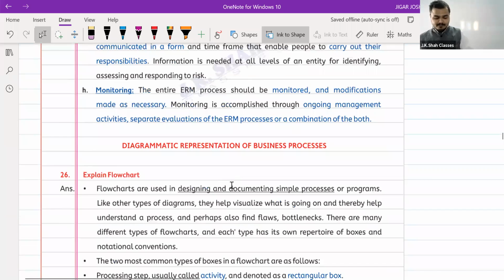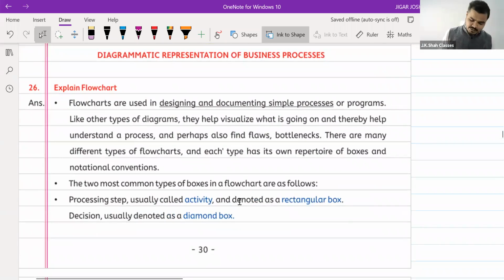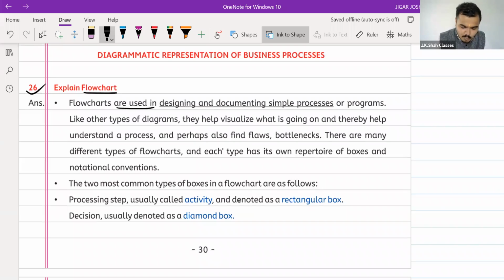Yes, it's here, people. Question number 26, please. Explain flowchart. Flowcharts are used, people, in designing and documenting simple processes. So whenever there are simple processes, if I want to design and document, I will use what?